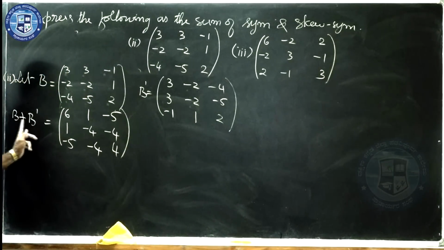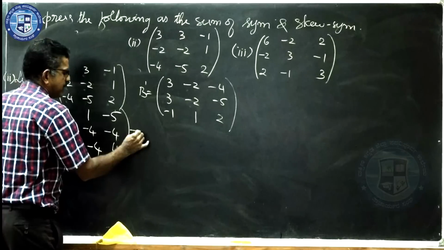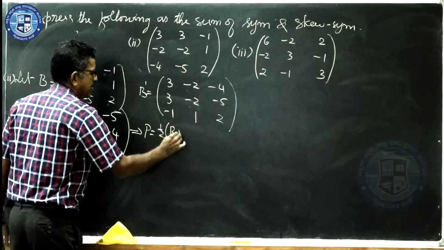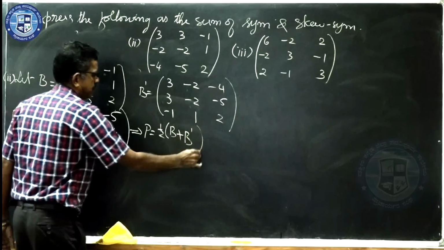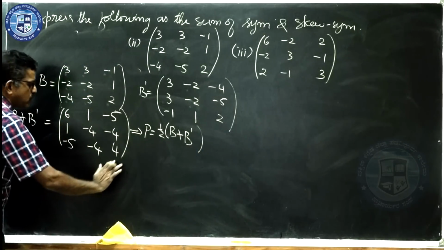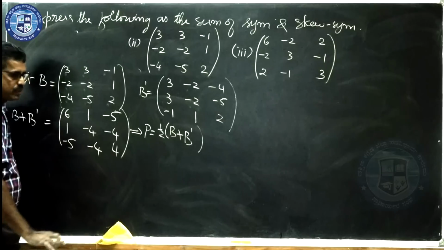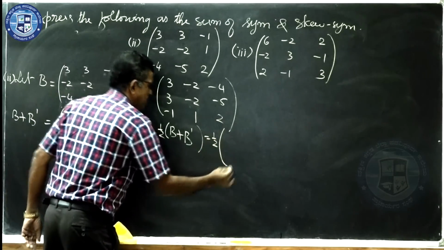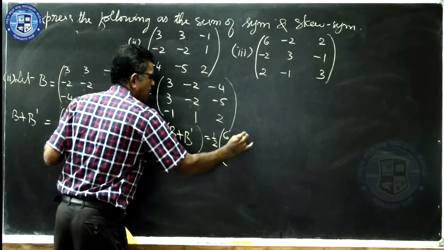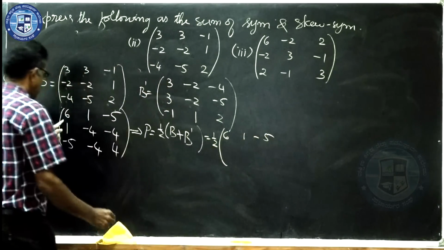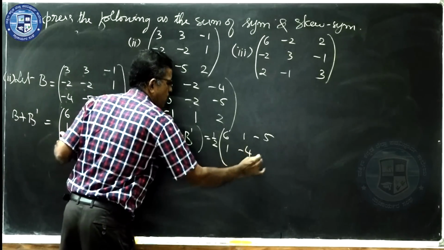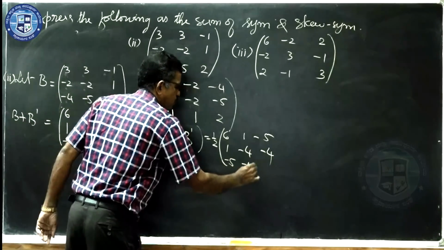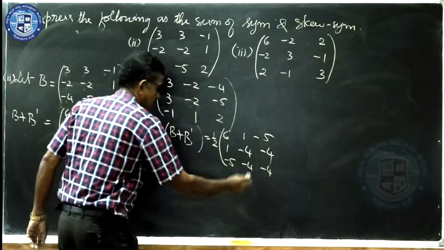This is nothing but B plus B dash. And further this implies P is equal to half of B plus B dash. We need to divide each and every element of this B plus B dash by 2. We expect here half of, what is B plus B dash? It is 6, 1, minus 5, 1, minus 4, minus 4, minus 5, minus 4, 4.